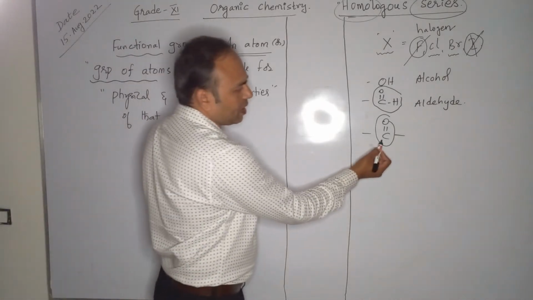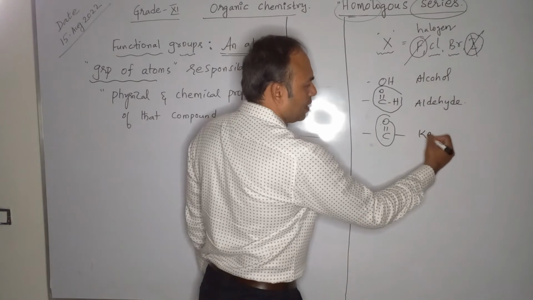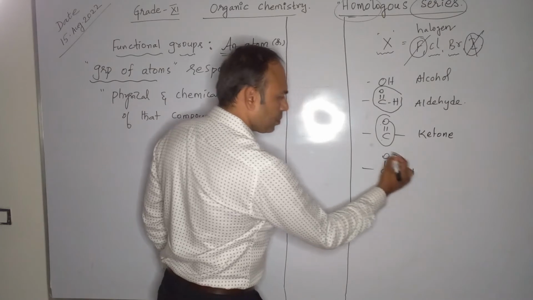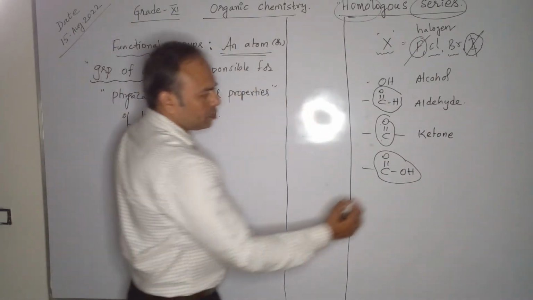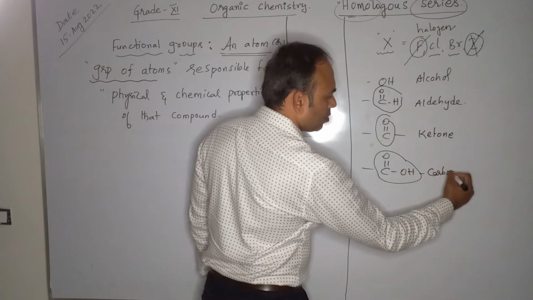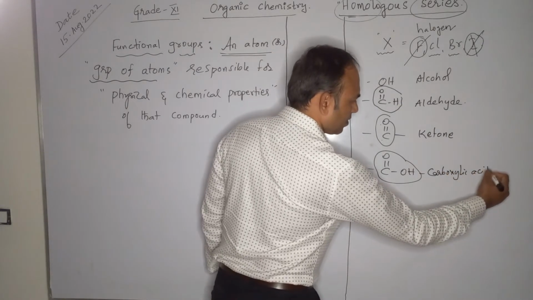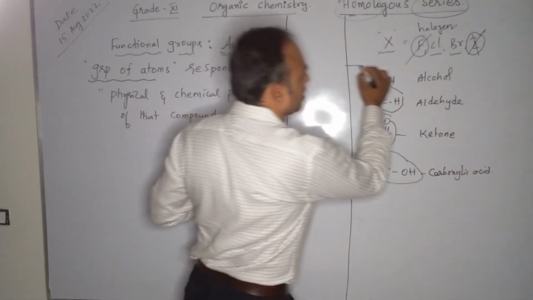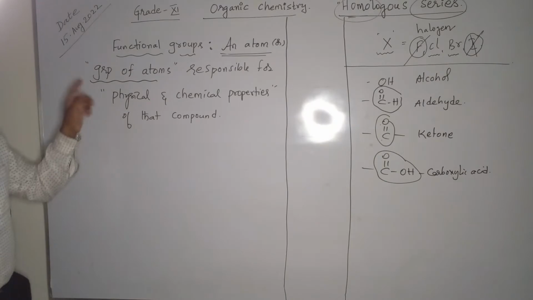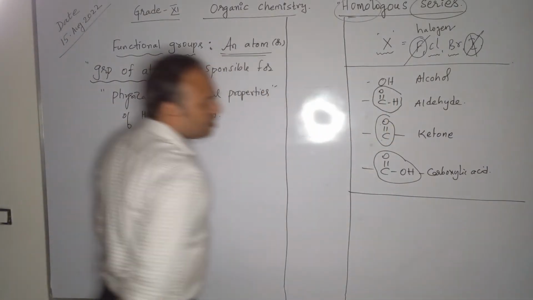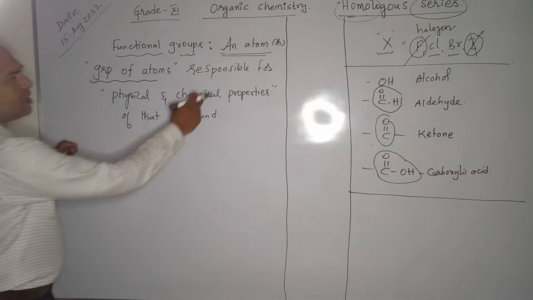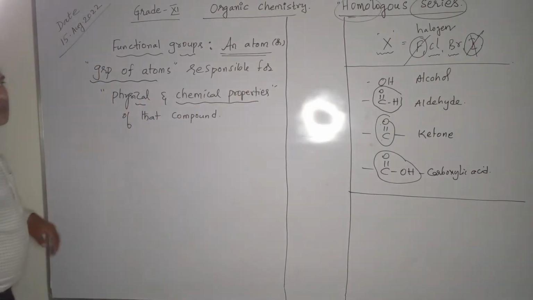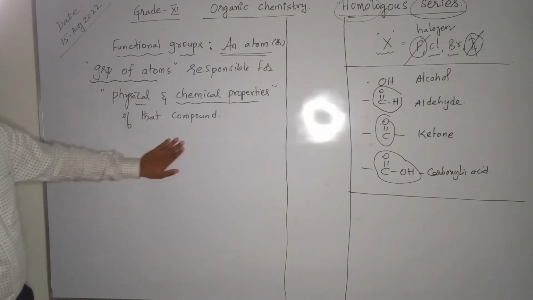Here also you have carbon and oxygen. We can write it as ketone. Next, carboxylic acid, COOH group, known as carboxylic acid. So one thing is clear: first I have taken an atom, and this is the example. And second, I have taken a group of atoms. These are the examples. Now they are responsible for either physical or chemical properties of that compound. So how can you prove that?